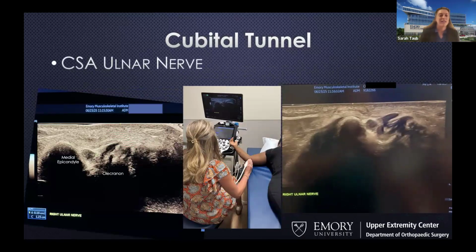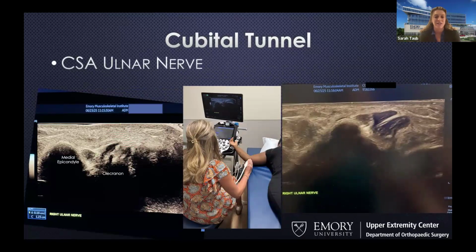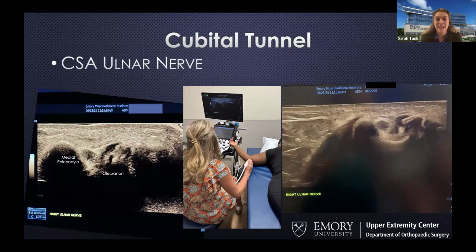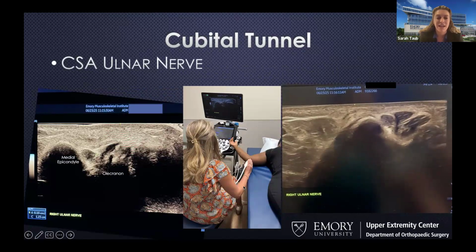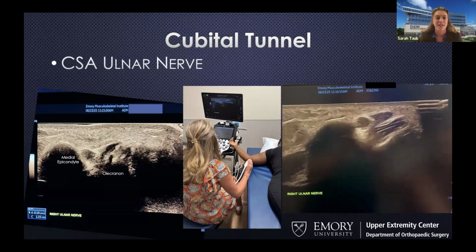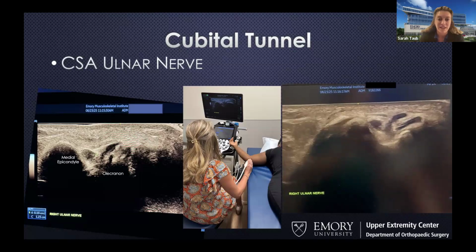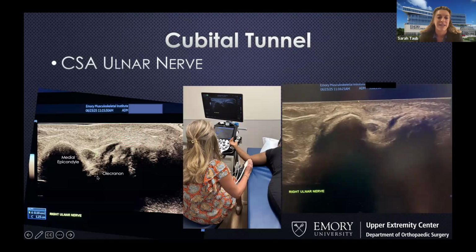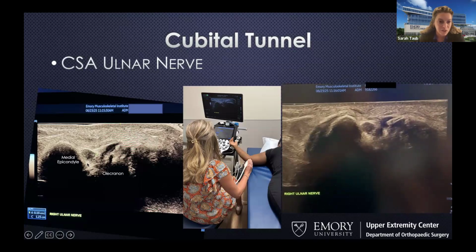Then cubital tunnel, this one is technically a little bit more challenging just because your elbow is so pokey and bony. So I have them laid down on the table like this, shoulder externally rotated. I rest their hand on the ultrasound so there's less moving parts. And I just place the ultrasound right over the cubital tunnel. You should see the medial epicondyle like this, olecranon here, and then your nerve.